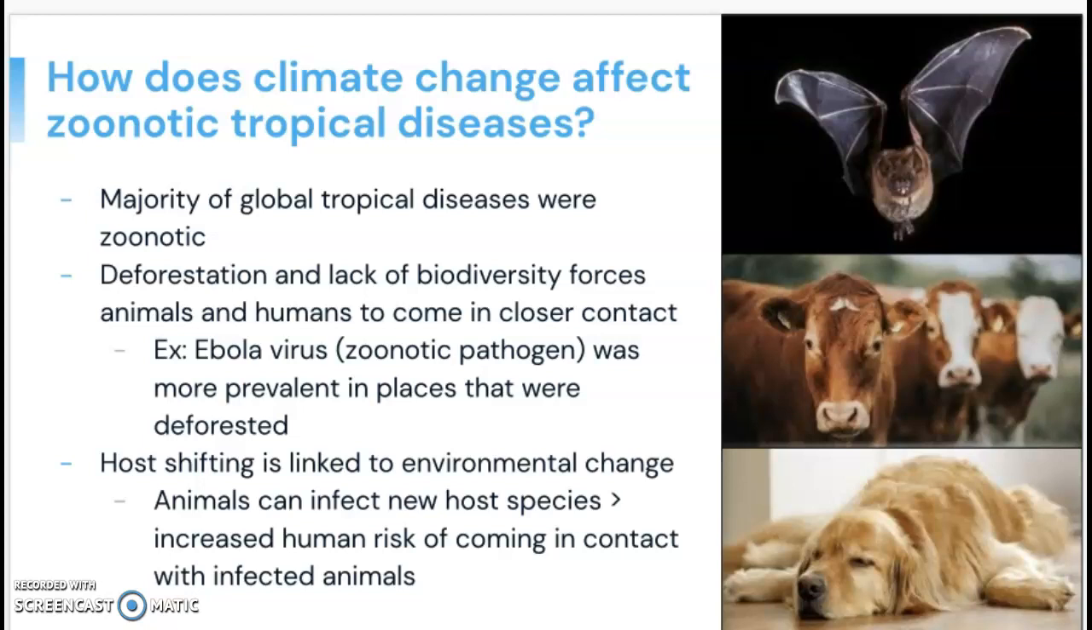This is because deforestation causes lack of biodiversity, which forces animals and humans to be closer to one another in an ecosystem. This can also cause host shifting. This is where host species of the virus can infect other species through animal-to-animal transmission. And when there are more animals with virus, it is likely that more people will come in contact with the virus as well, and new diseases will likely be transmitted to humans. So the result of this is very detrimental, and it definitely poses a higher threat to a lot more people around the globe.